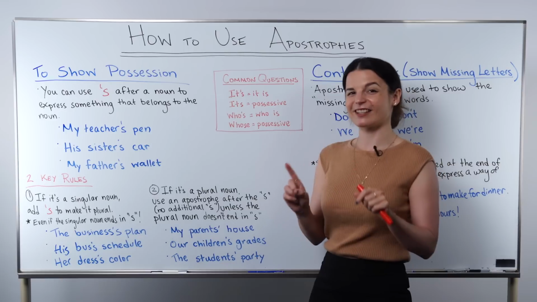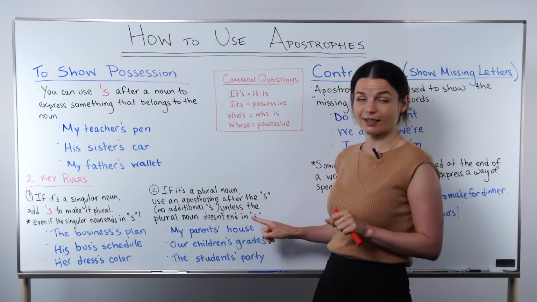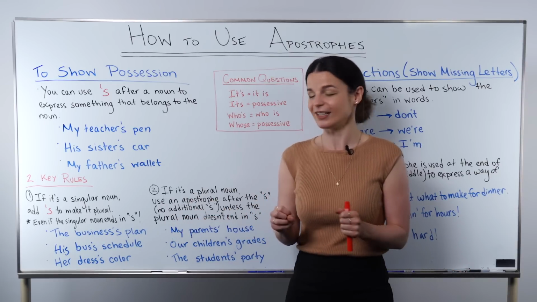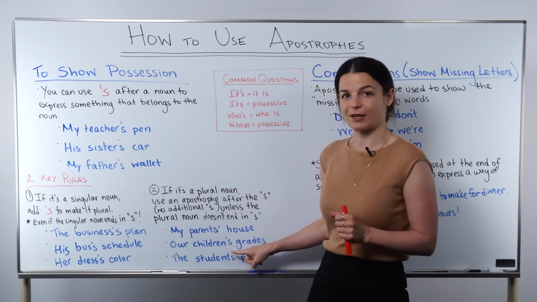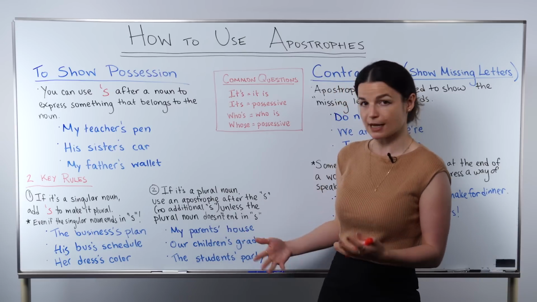Unless, however, there is an exception, unless the plural noun doesn't end in S. So there are some plural nouns that don't end in S, right? They're special nouns, right? So we'll see an example of this here. So let's take a look at these kinds of examples that we have and break down what's happening.